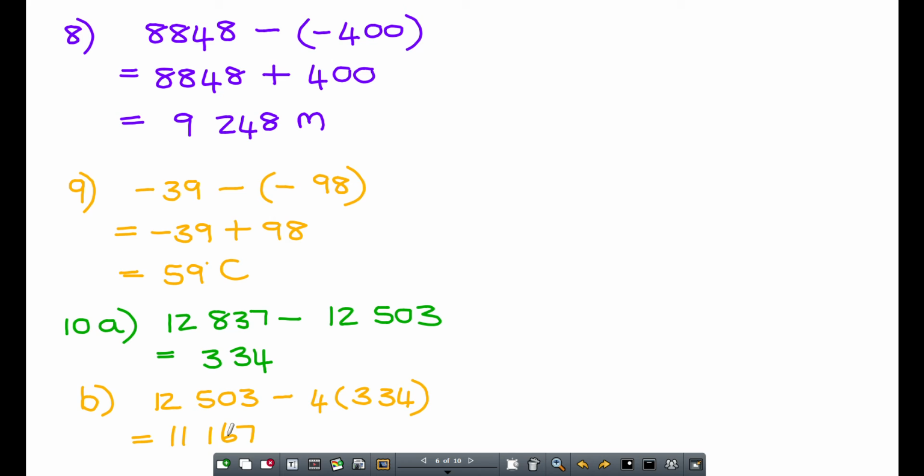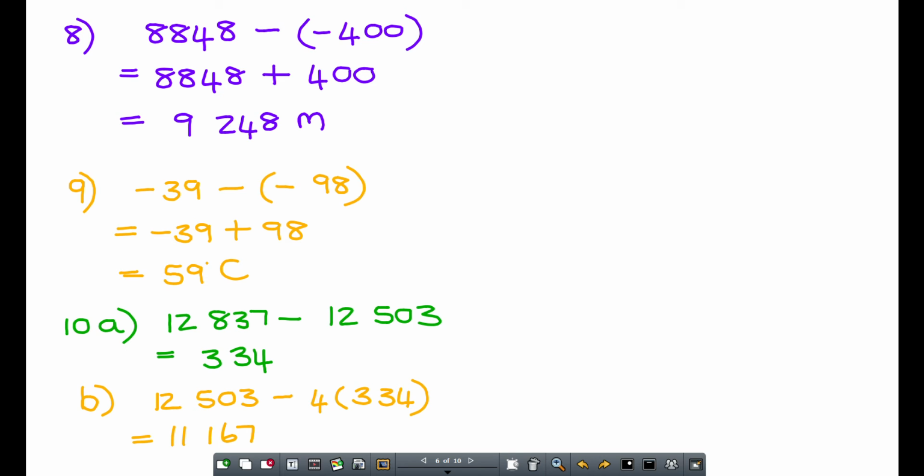12,503. Now it's going to drop, so it's going to become less, 334 per week, but it's 4 weeks. So that's why I say 4 times the 334. Do you all understand that part? Okay, I didn't write out the step in between. I just skipped directly to the answer, saying it would be 11,167. Do you all understand?